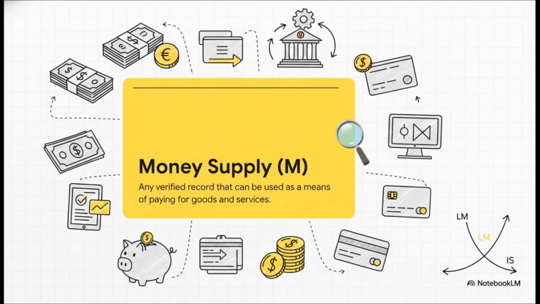And last but not least, the M is for money supply. This is the total amount of money, all the cash, all the credit that's sloshing around in the economy. And who's usually in charge of that? The central bank. So let's put it all together. You've got IS, which is all about the goods market, investing and saving. And you've got LM, which is all about the money market, the demand for and supply of cash. They're like two sides of the same economic coin.